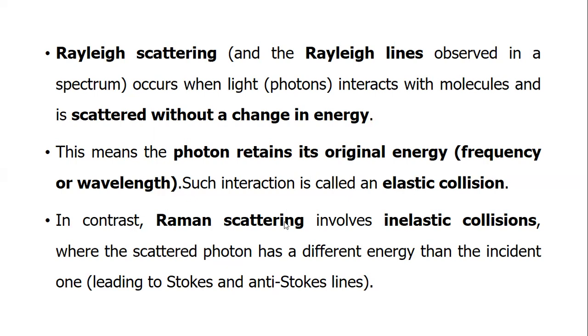In contrast, Raman scattering involves inelastic collisions, where the scattered photon has a different energy than the incident one, leading to Stokes and anti-Stokes lines.